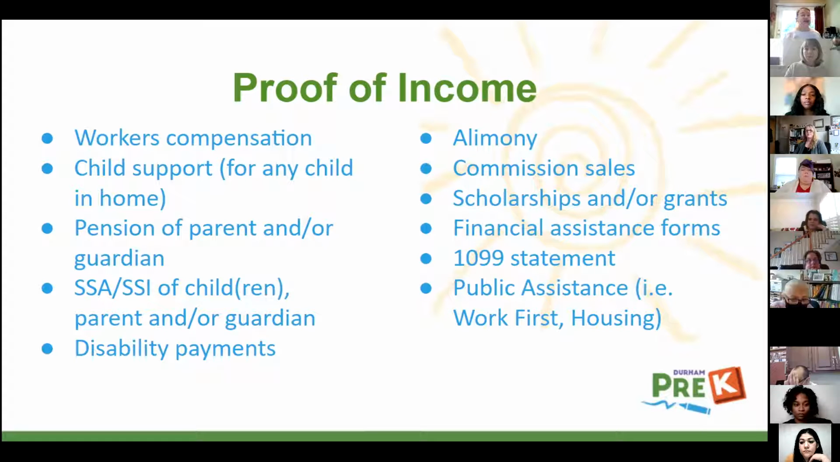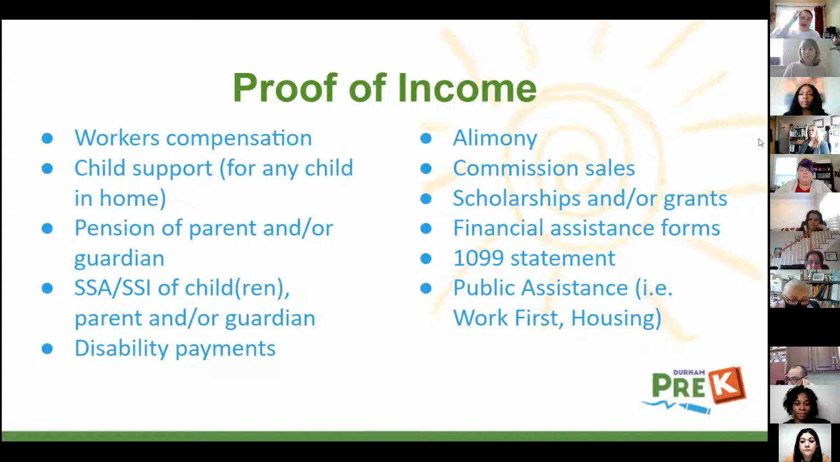We would need pension of the parent or guardian, SSA and SSI of children, or the parent and guardian, disability payments, alimony, commission sales, scholarships and/or grants that families are receiving, any sort of financial assistance forms, a 1099 statement, and public assistance. So this is a pretty long list, but again, any family, if they are receiving any of these sources of income, we do require that they provide proof of that.